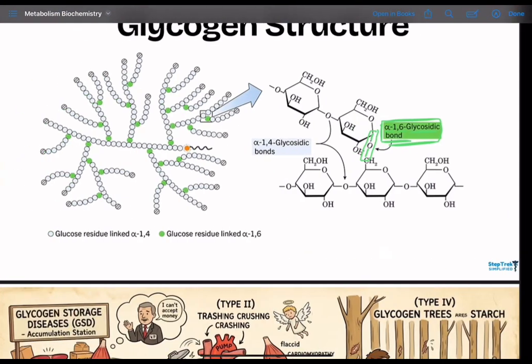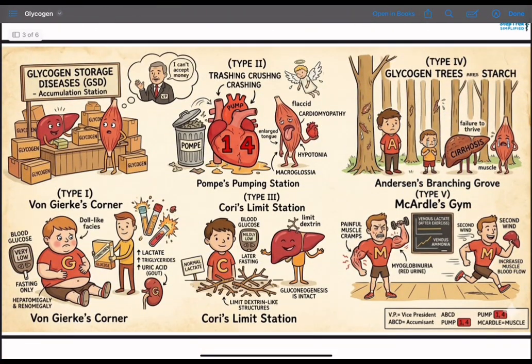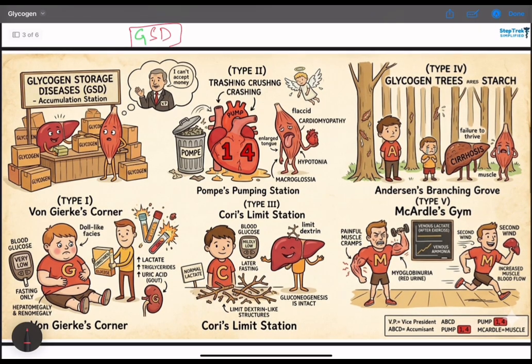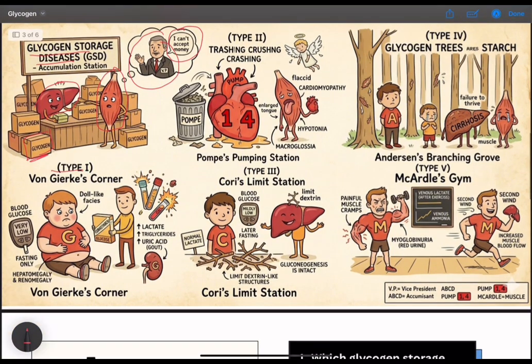Now, if anyone is interested in visual learning, I have provided this chart of glycogen storage diseases, in which the glycogen storage diseases are shown by this accumulation of boxes of glycogen, and the liver and muscles show that these affect the liver and muscles. Over here we have the vice president saying, I can't accept money. Type 1 is von Gierke's corner. If you look at this baby, this has a doll-like face, a fat kid with hepatomegaly and renomegaly.